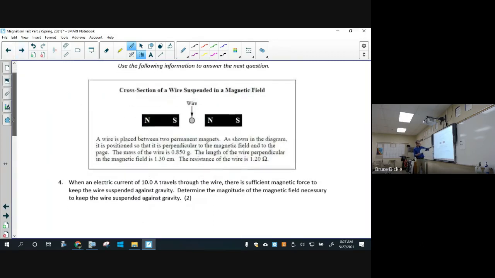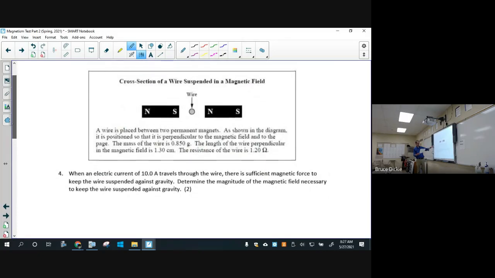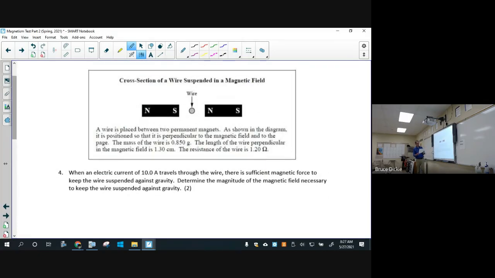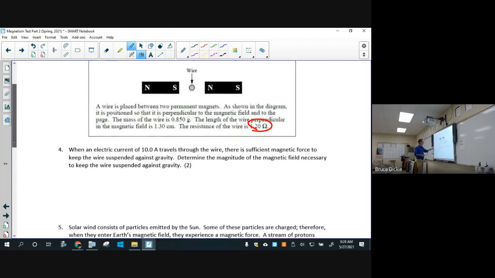When an electric current of 10 amps travels through the wire, there's sufficient magnetic force to keep the wire suspended against gravity. What's the magnitude of the magnetic field necessary to do this? I know some people were asking me about the resistance of the wire. You actually did something like that in grade 9 science with resistance and ohms, but that's irrelevant for this question. And we've talked about that before.